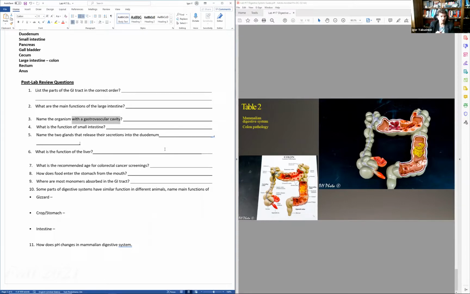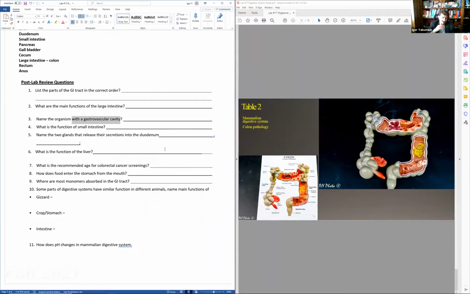What is the function of the liver? Production of bile is one of those functions, and also filtering the blood from any kind of toxins and trying to detoxify the blood. What is the recommended age for colorectal cancer screening?